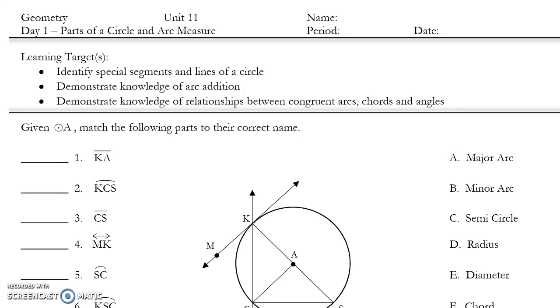On this day one of our circles unit, we're going to talk a little bit more about the parts of a circle, and we're going to introduce ideas of arc measure. Our goals today are to identify special segments and lines of a circle, demonstrate the knowledge of arc addition, and demonstrate the knowledge of relationships between congruent arcs, chords, and angles.